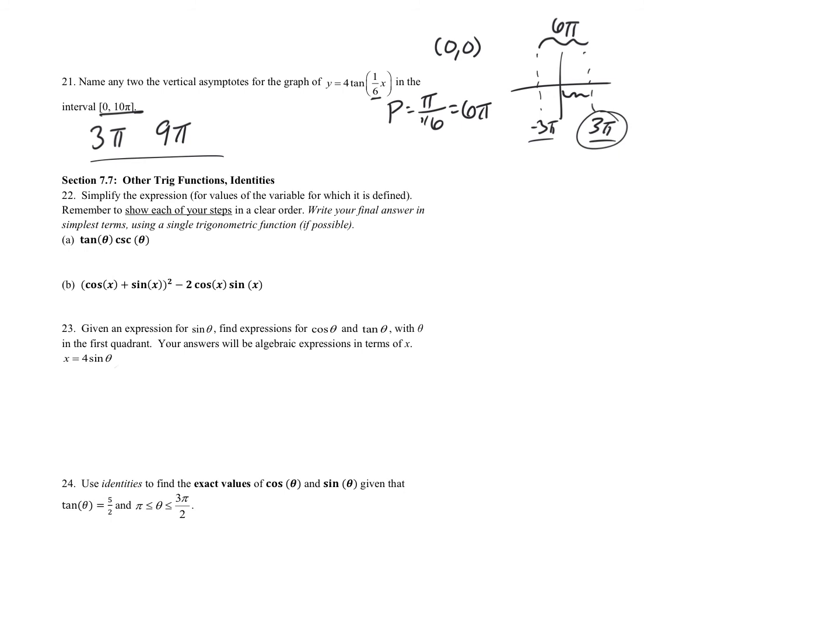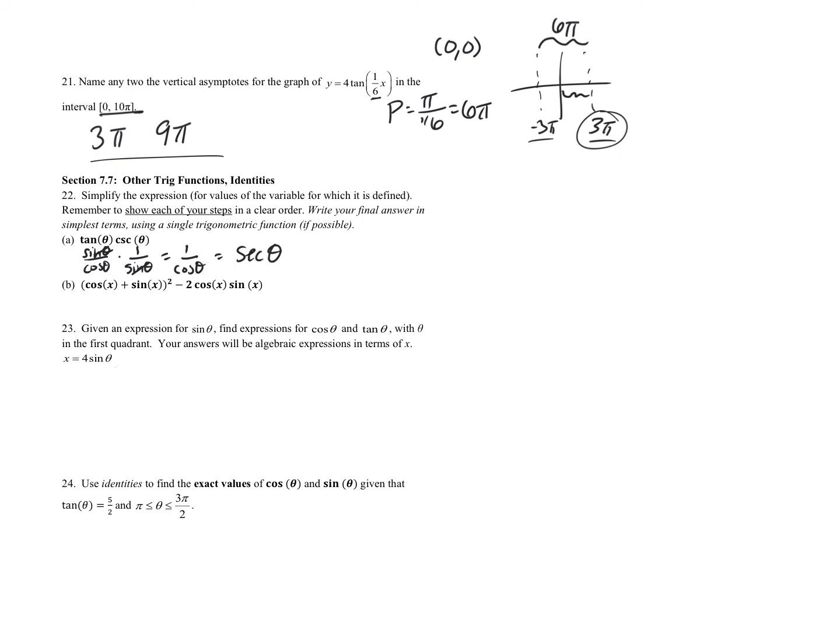On to 7.7 now, and we want to simplify these expressions. And so for tangent of theta times cosecant of theta, let's write them in their base sine and cosine versions. So tangent is sine of theta over cosine theta. Cosecant is 1 over sine of theta. So notice these will cancel out. We'll be left with 1 over cosine of theta, which we can also write as secant of theta.